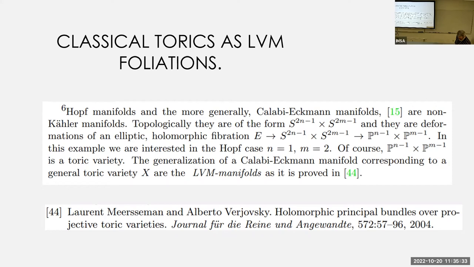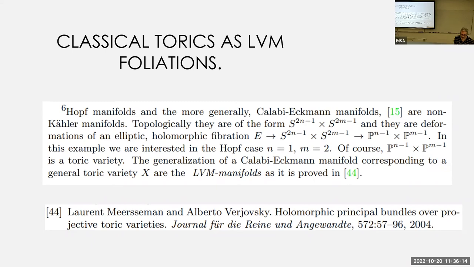the non-quantum picture. As an example, the Calabi-Eckmann manifolds are products of spheres. They can also be thought of as intersections of real quadrics. In any case, for products of projective spaces, you get the classical Calabi-Eckmann manifolds, and you get these elliptic fibrations on products of projective spaces. The elliptic fibrations on classical projective spaces produce Calabi-Eckmann manifolds. And this generalizes that picture.